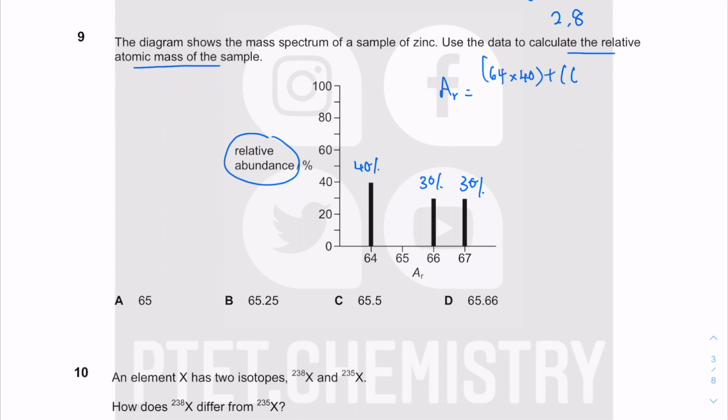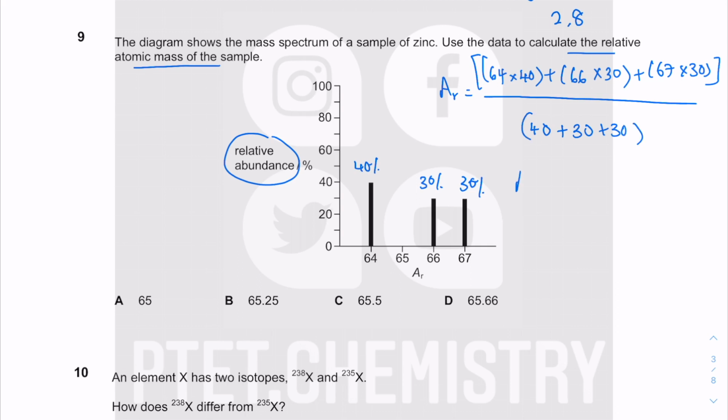And then I add them up with the other multiplied abundance and the mass. So the other mass is 66 times 30 plus 67 times 30. So it really does not matter whether you do abundance times this or this times this, because 64 times 40 is the same as 40 times 64. So it really does not matter which order you do them in, okay? And then I will divide by the sum of the percentage abundance, which was 100%, okay?